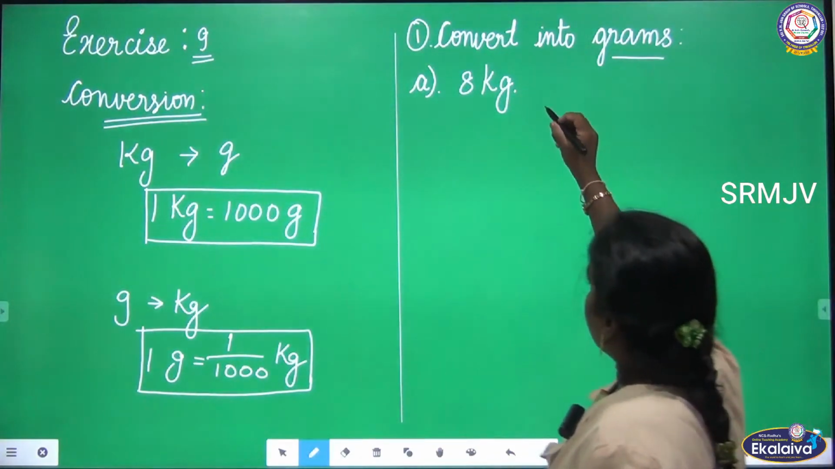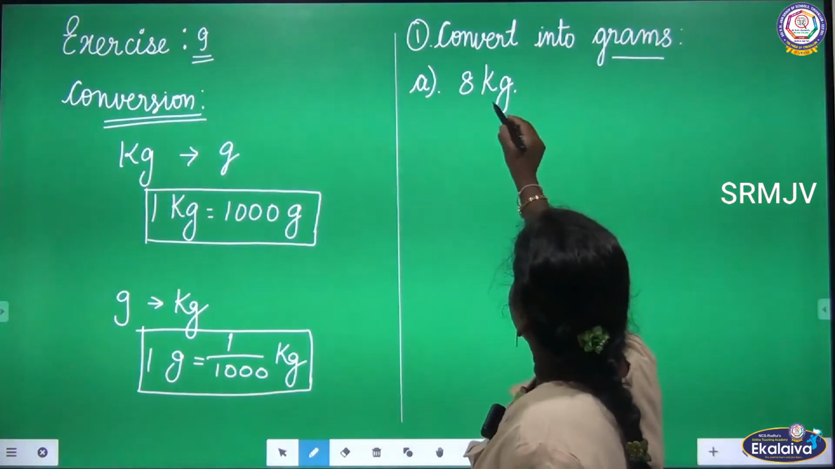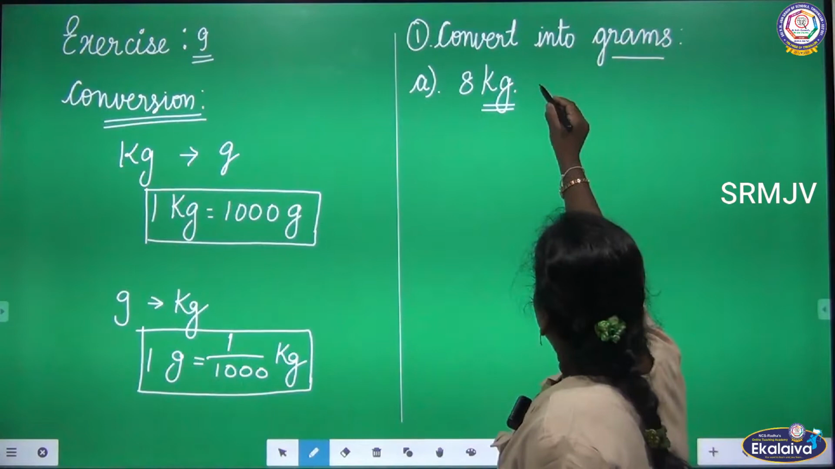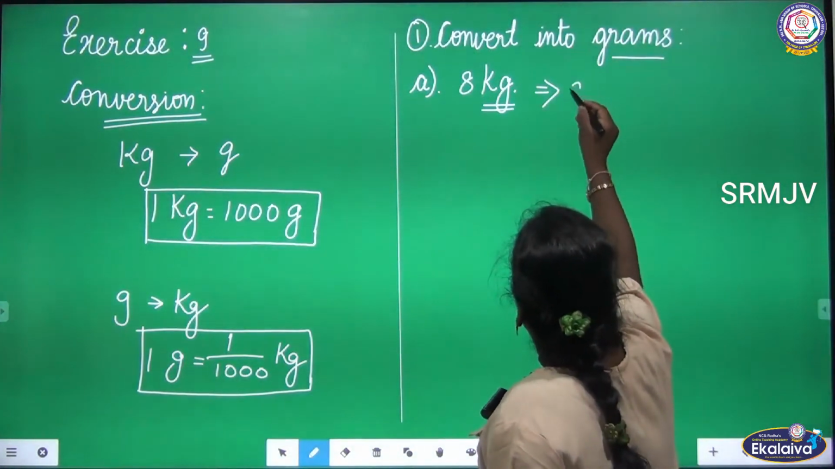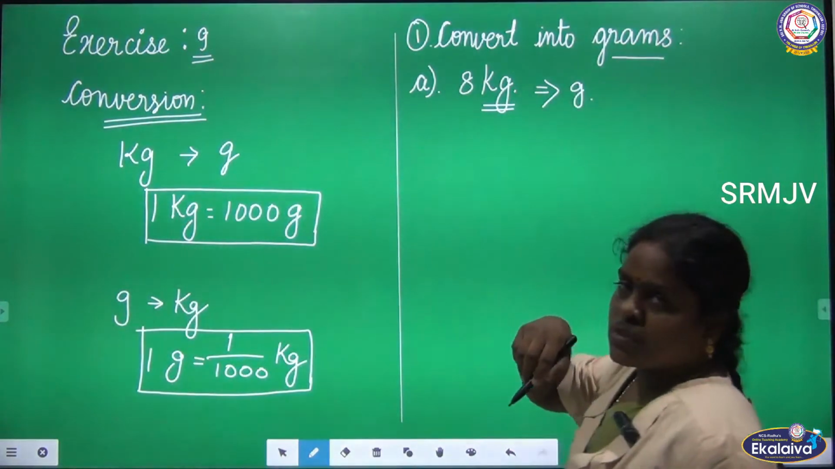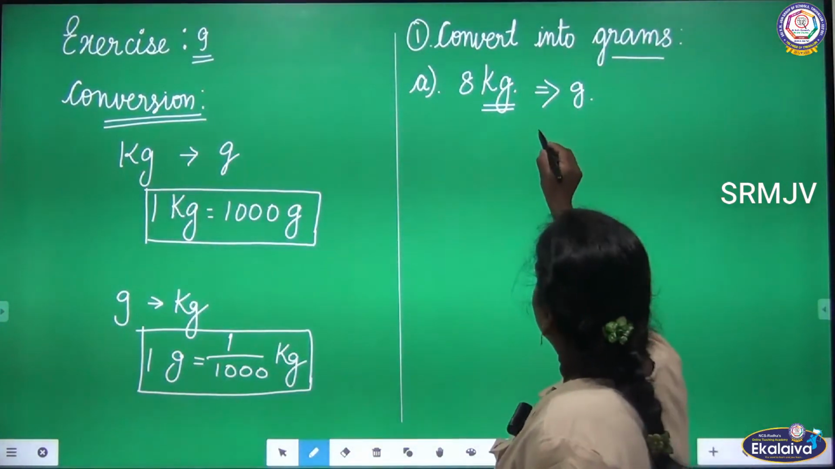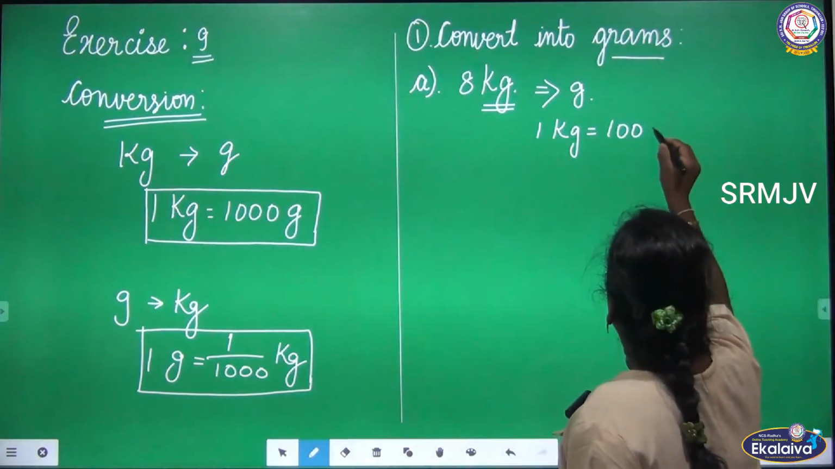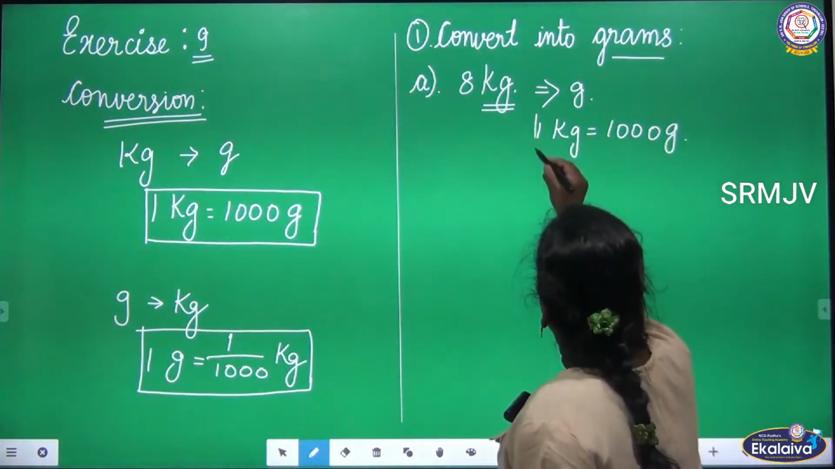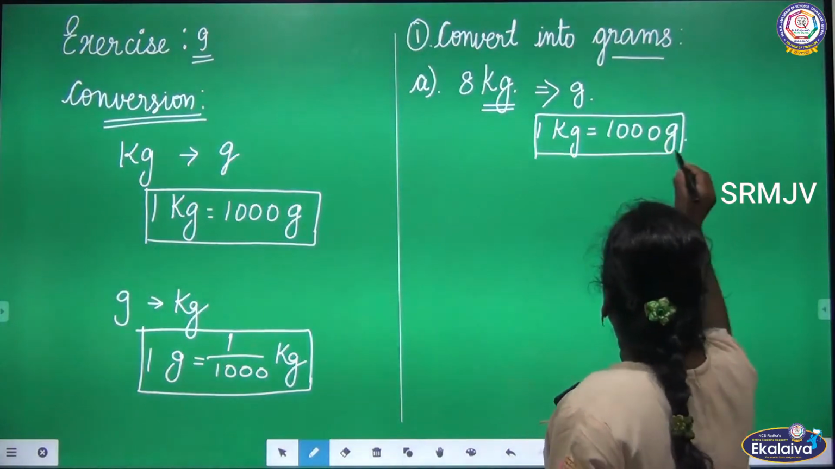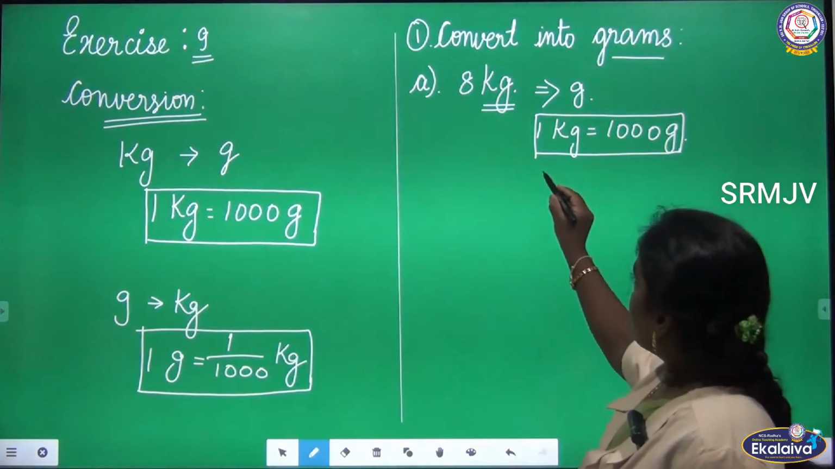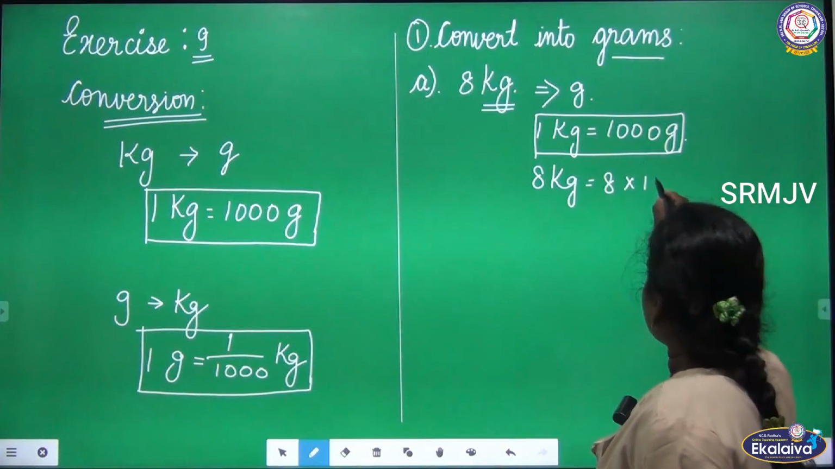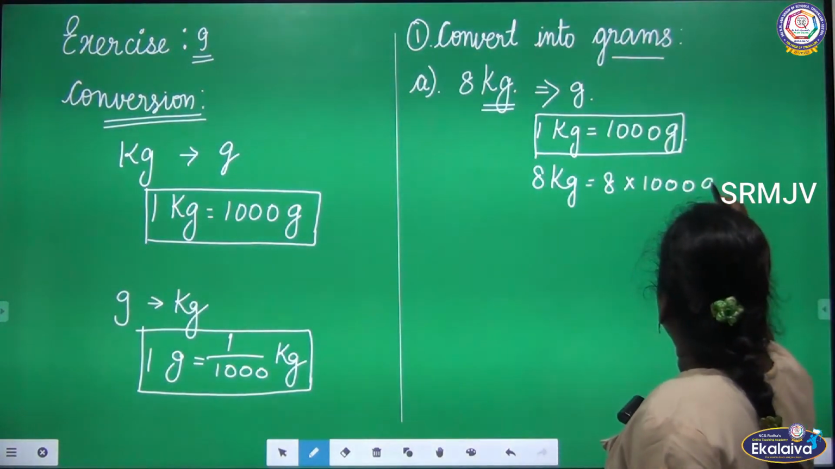Look at the first Roman letter. We are going to convert the unit kilogram into grams. So here we are going to convert 8 kilogram into grams. So let us write the formula first. 1 kilogram equal 1000 gram. So just multiply the given number by 1000. Here we have 8 kilogram. Multiply the number 8 by 1000.